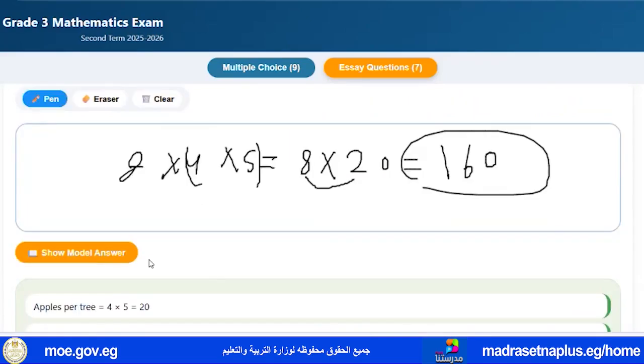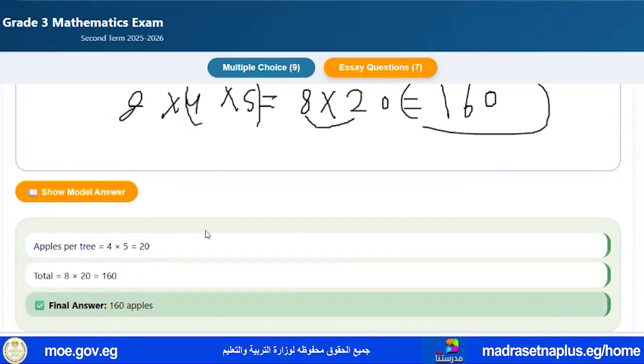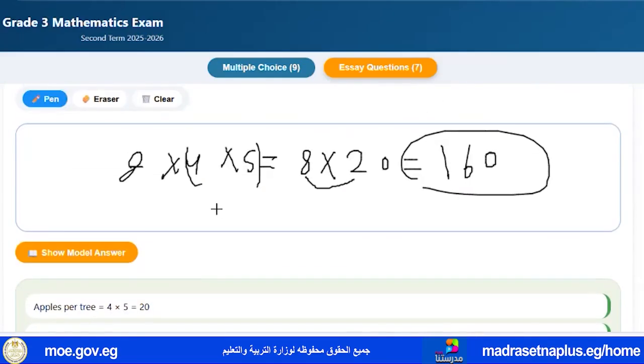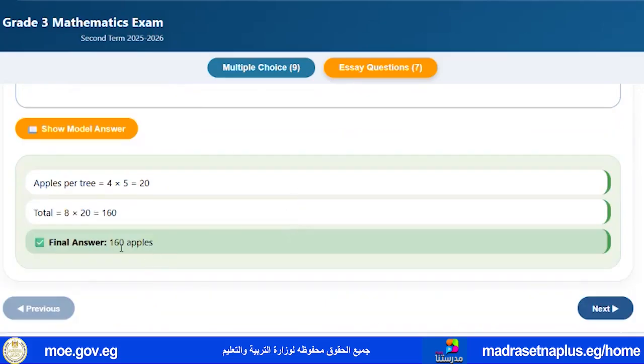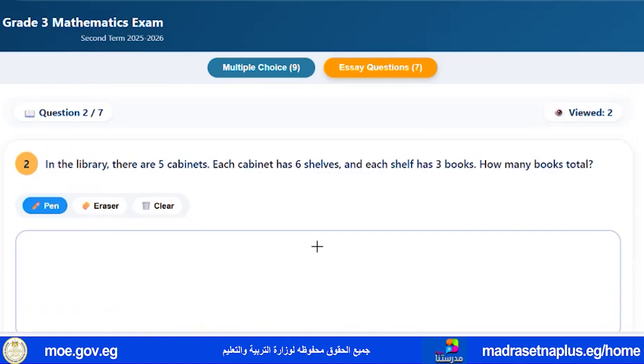First step. Okay, this is another way. You can use this way or you are free: multiply 4 by 5, then by 8, or 8 by 4, then by 5. Finally, the answer is 160 apples. Yes, we have another problem about this one.